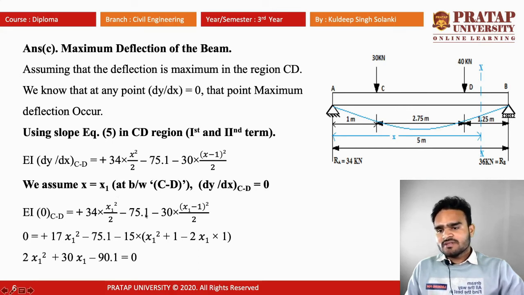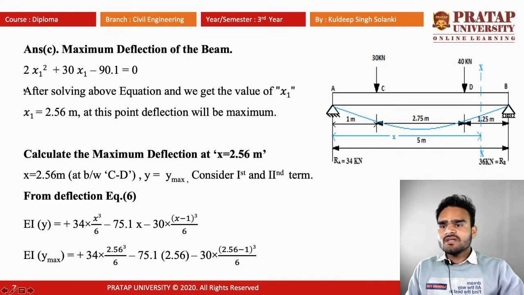Now put the values. dy/dx is equal to 0, CD 34, value of x is x1 square by 2, and this is 75, this is C1, value of C1 30, and x is equal to x1. Now after solving this equation, we get this equation: 2x1 square plus 30 x1 minus 90.1 equal to 0. We get this equation after solving the above equation, and we get the value of x1.